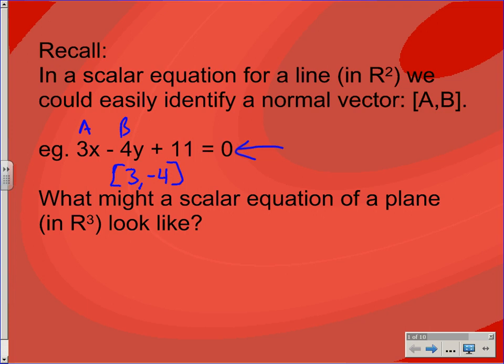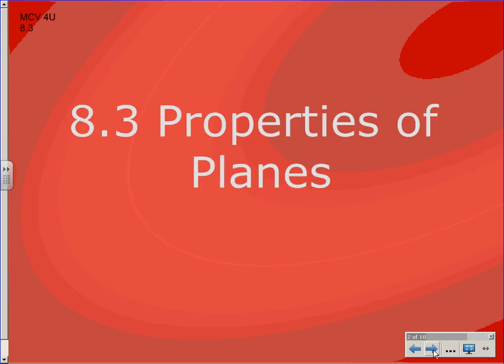So we had a scalar equation of a line in 2 dimensions, because in 2 dimensions we had 2 variables, we had x and y. So a plane, we're in 3 dimensions now. Is it possible to just add in a z? Can we do something that actually looks pretty similar to the line? It turns out we can.